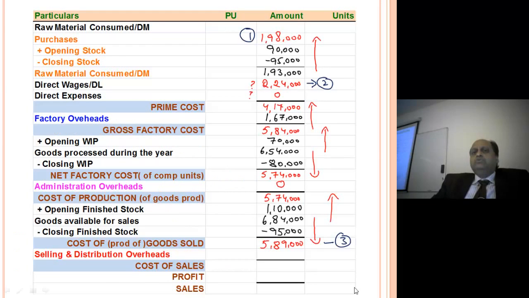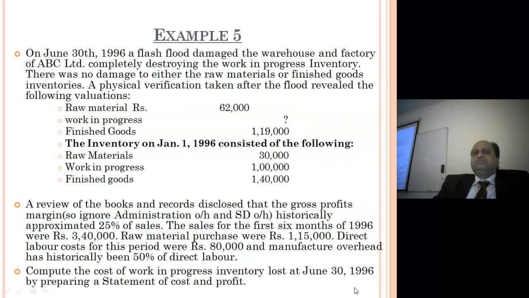Now I will tell you the importance of cost sheet with the help of this example. In this particular case, what has happened is that on 30th of June, due to flood, our warehouse has got destroyed. Our work in progress inventory has got destroyed. There is no damage to raw material and finished goods inventory. Now we want to know how much of inventory has been lost.